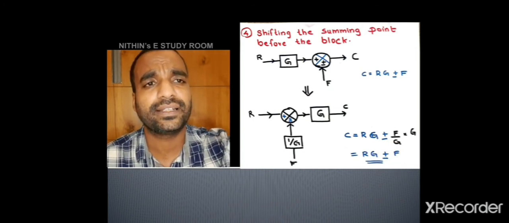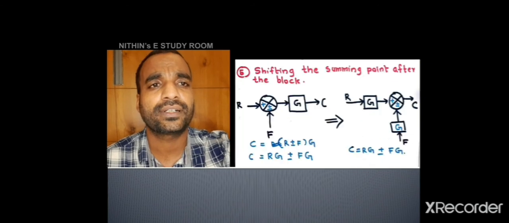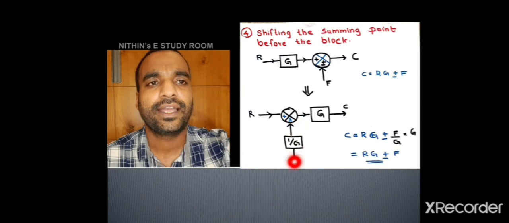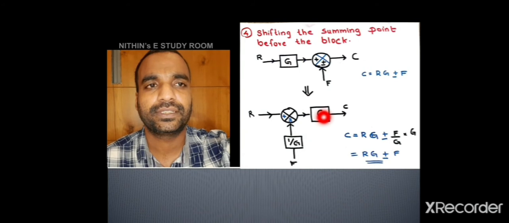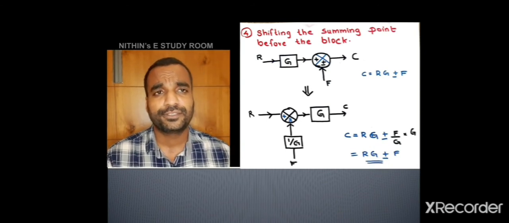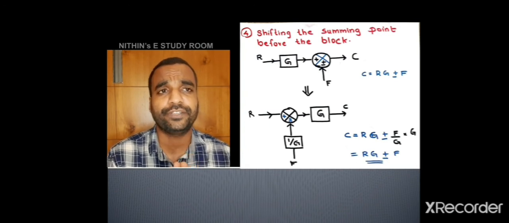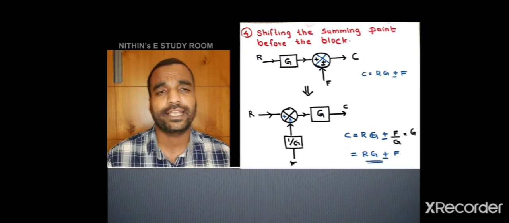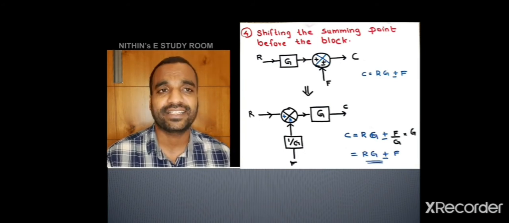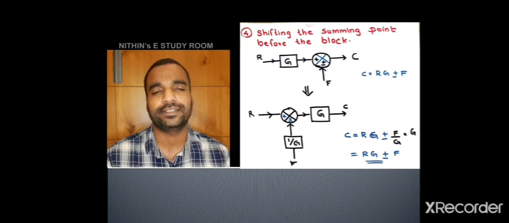Or you can simply analyze like this also. Here input is R plus or minus F by G. R plus or minus F by G into G. That will be equal to RG plus or minus F by G into G. That is nothing but RG plus F. So the value is same in both cases. So this is the case. If you want to shift a summing block before the gain block, you have to add a block to divide that gain value from the summing signal.